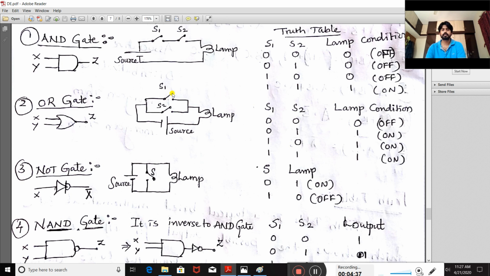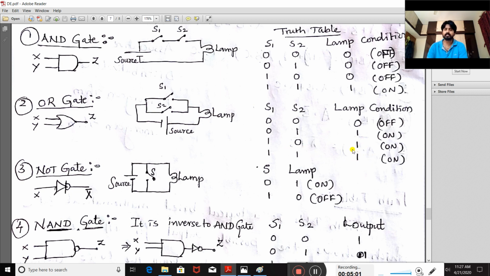Consider now switch 1 is off and switch 2 is on. The current will flow through this and complete the path, so it is in the on state. In the next state, S1 is closed and S2 is off; the current will flow through this and complete the path, so it is on. If both the switches are closed, that means both are 1 1, logical high, and it is on.